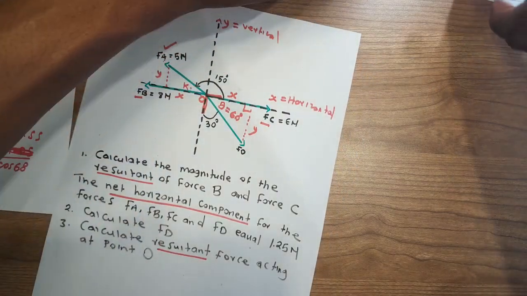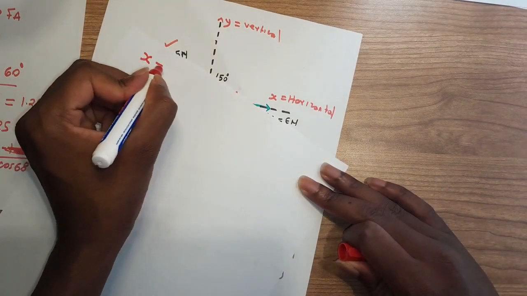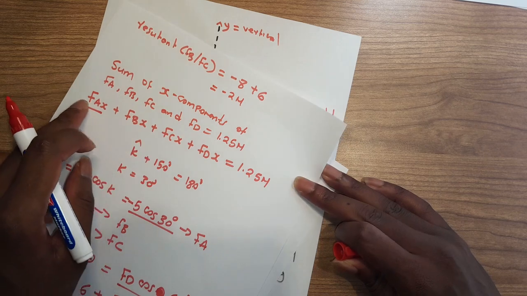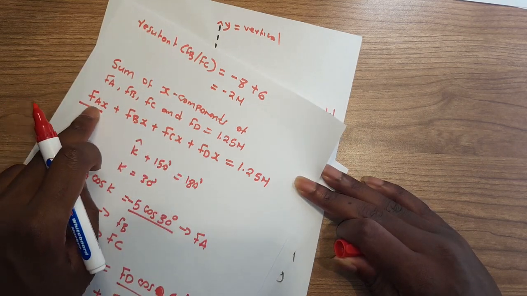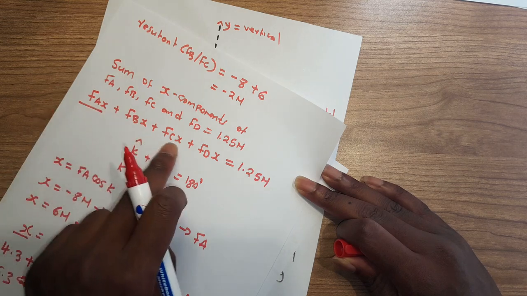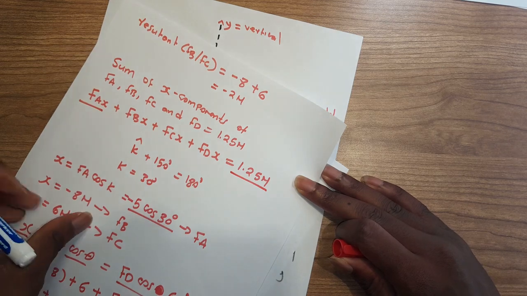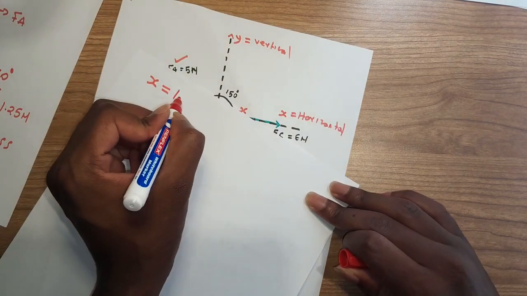Well, for this question, we already know the x component, right? Look at this, we added the sum of the x components. You see, we added the FA component, FBX component, FCX component, and FDX component, and it gave us 1.25 newtons, right? So it means that the x component is 1.25.